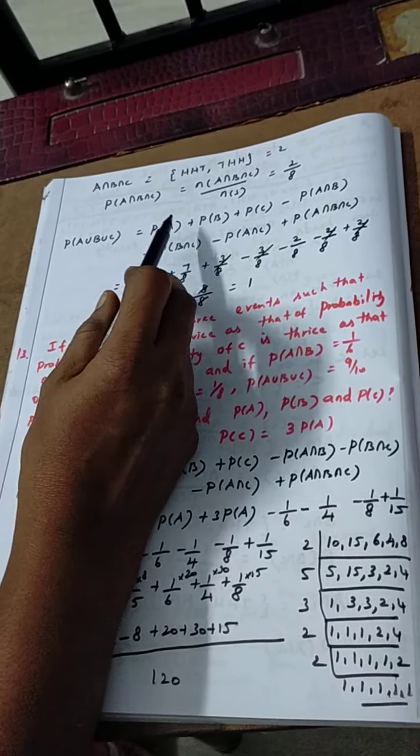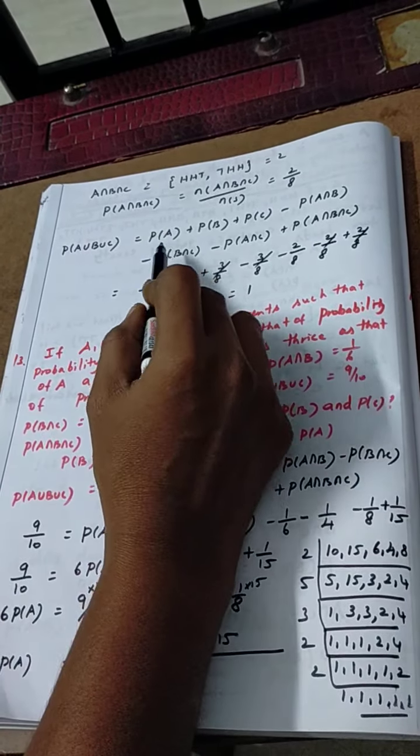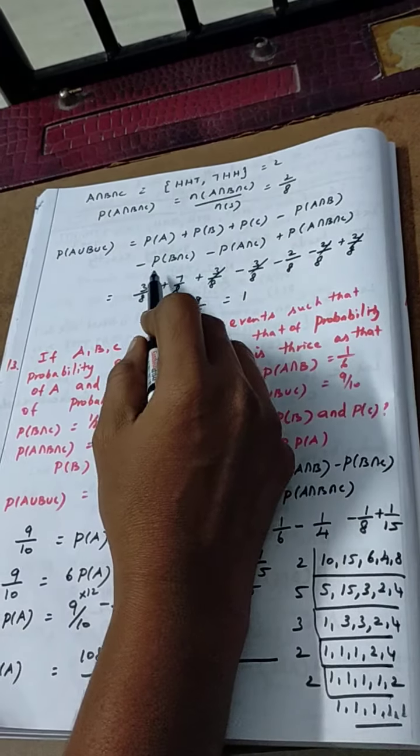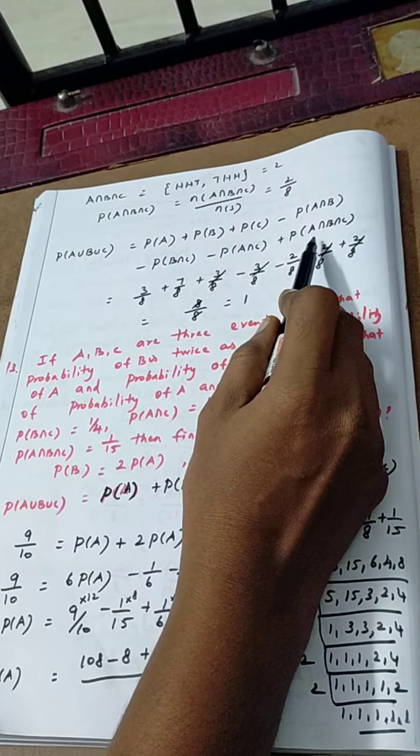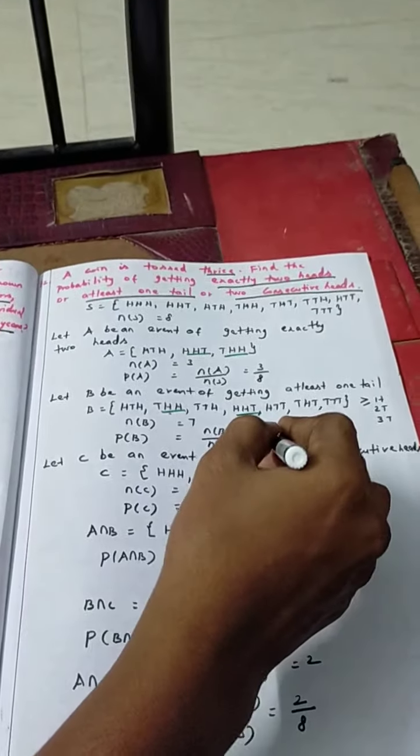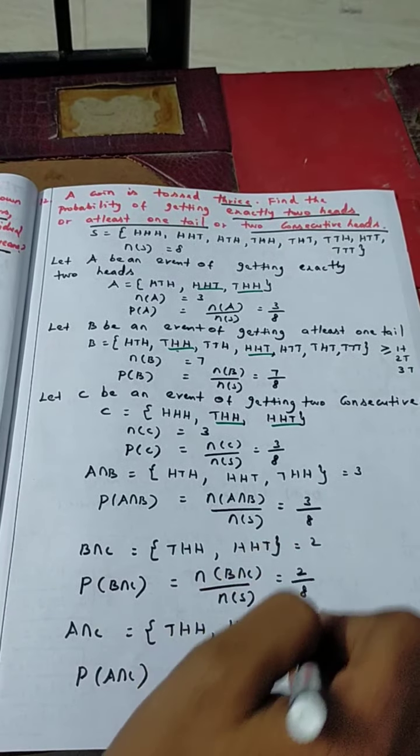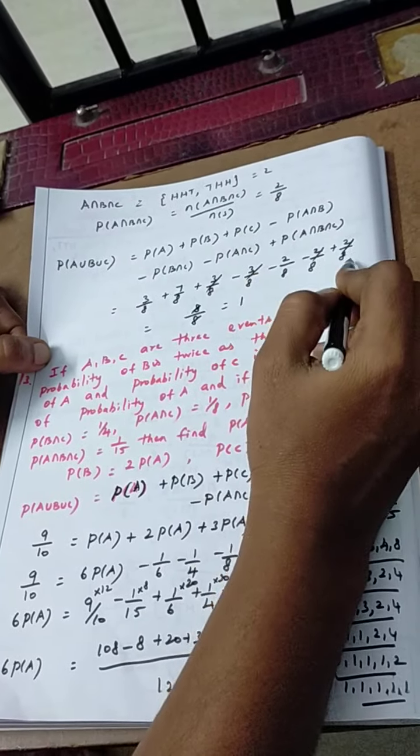Apply the big formula. With 3 events given, P of A union B union C equal to P of A plus P of B plus P of C minus P of A intersection B minus P of B intersection C minus P of A intersection C plus P of A intersection B intersection C. Apply the values: P of A 3 by 8, P of B 7 by 8, P of C 3 by 8, minus 3 by 8, minus 2 by 8, minus 2 by 8, plus 2 by 8.